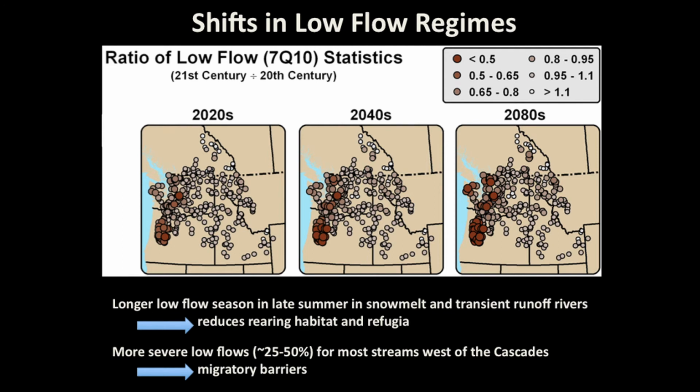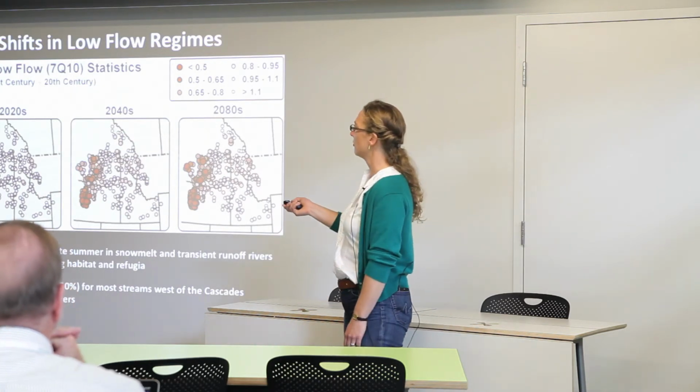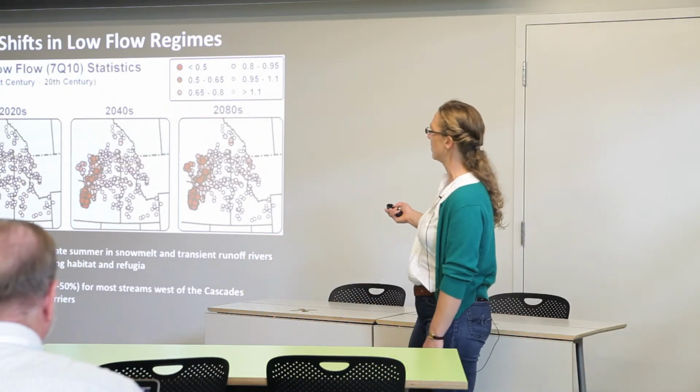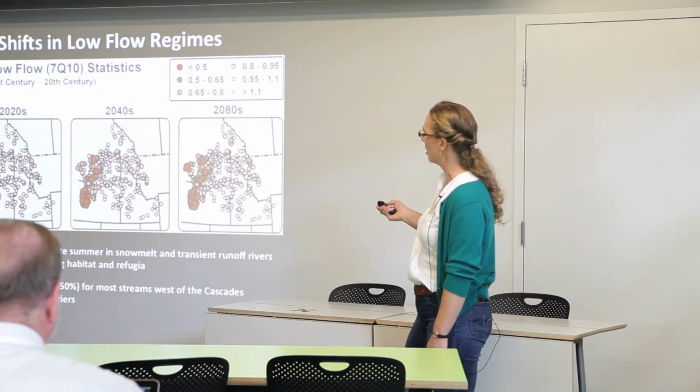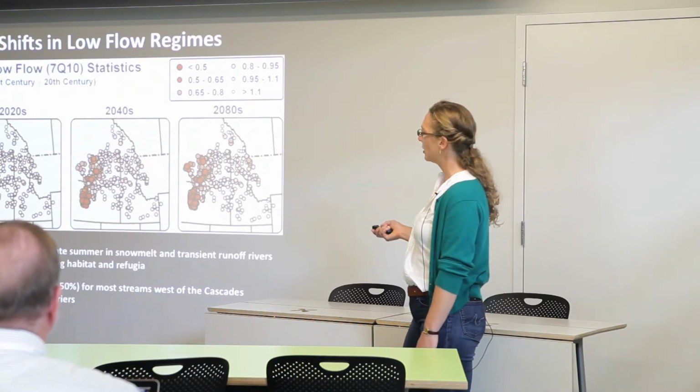On the other end of the spectrum, we're also going to see a change in the low flow regimes. Low flows are when we get the most severe consecutive lowest flows. The 7Q10 is a statistic of the 7-day consecutive lowest flow with a 10-year recurrence interval. So just think of it as extreme low flows for the future compared to the historical. So it's kind of the opposite here. Where these bubbles get bigger and browner is where we're going to see more severe low flows in the future.